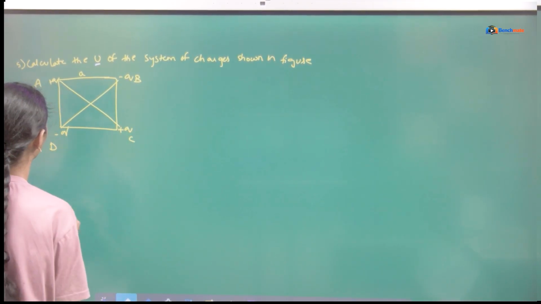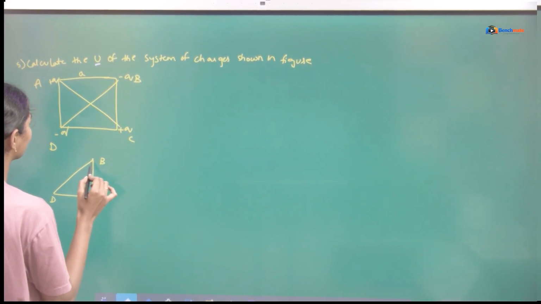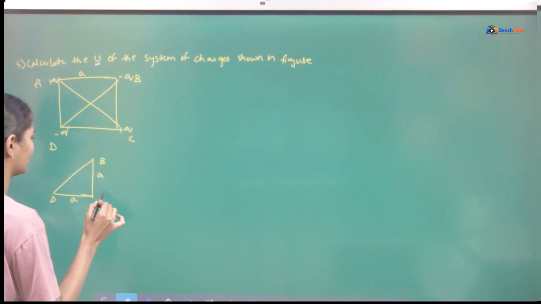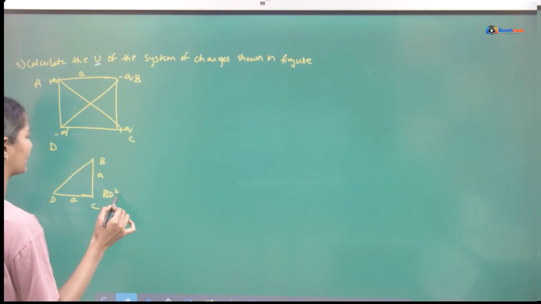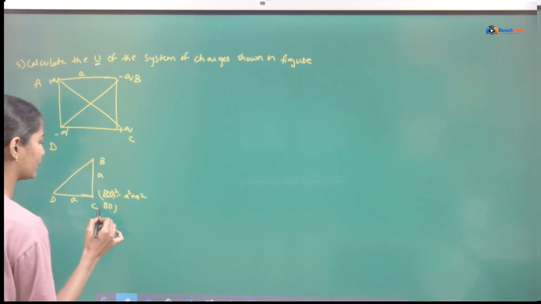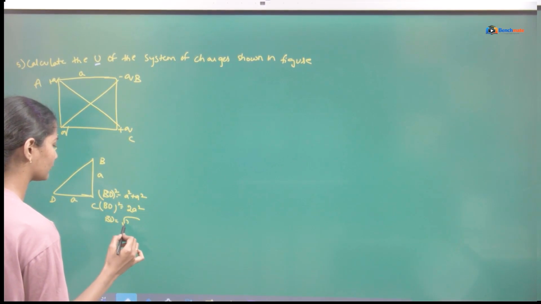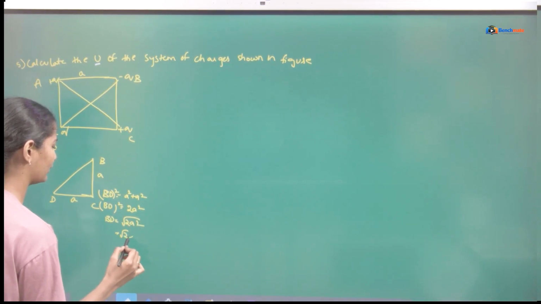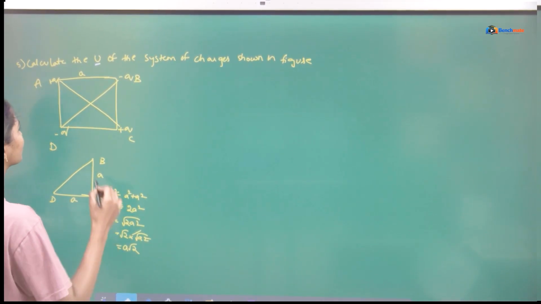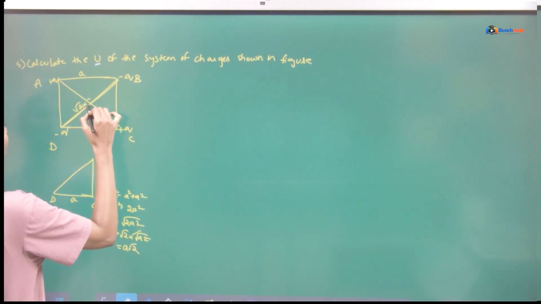Take this as the diagonal. How do we get the diagonal value? The sides DC and CB are given as A, and it is also A. Now BD is the hypotenuse. So BD square equals A square plus A square, which is 2A square. BD equals root of 2A square. Root 2 into A square gets cancelled, so it is A root 2, or root 2A. So now this distance is root 2 into A.